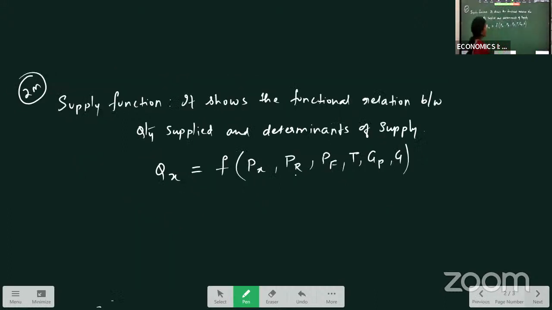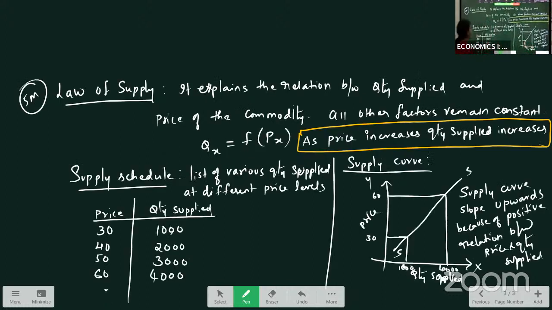Next, your 2 marks question is supply function. What defines supply function? It shows the functional relation between quantity supplied and determinants of supply. And next question, explain law of supply. Law of supply explains the relation between quantity supplied and price of the commodity, all other factors remaining constant. Qx equals f of Px. As price increases, quantity supplied also increases.